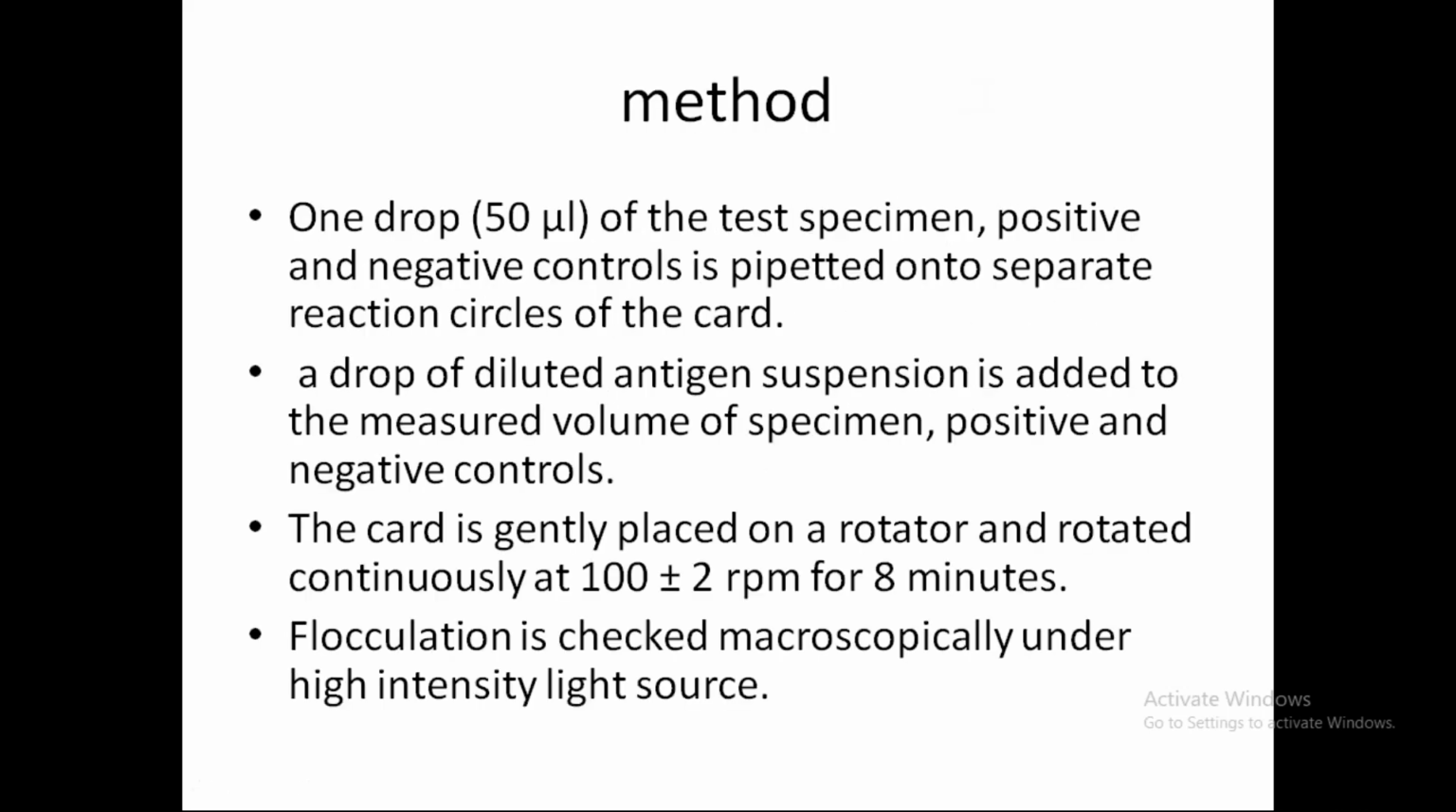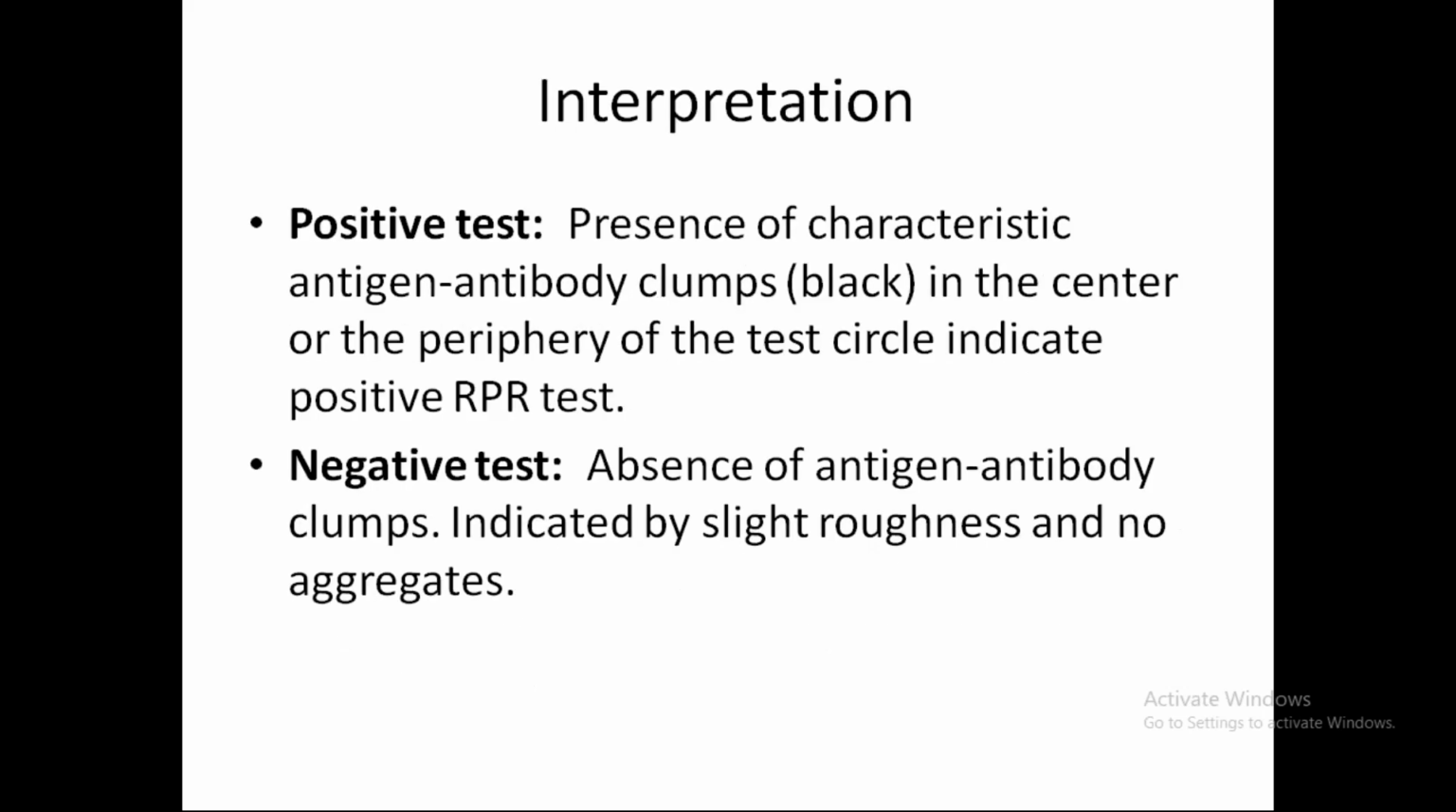Method. How will we perform the RPR test? Take a white card, add a drop of the serum and add a drop of the antigen. Mix it and rotate it continuously for about 8 minutes, and look for the presence of flocculation macroscopically. Interpretation: presence of characteristic black clumps indicates a positive RPR test. Absence indicates a negative result.